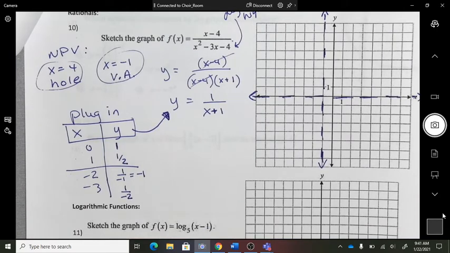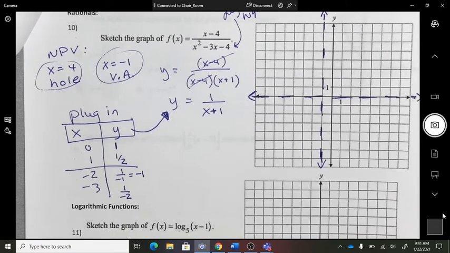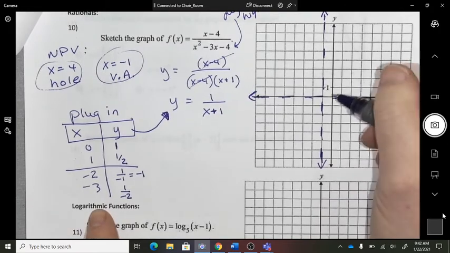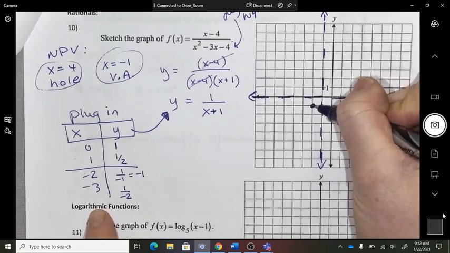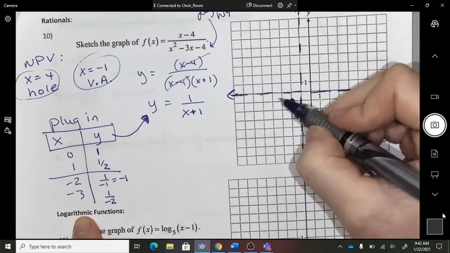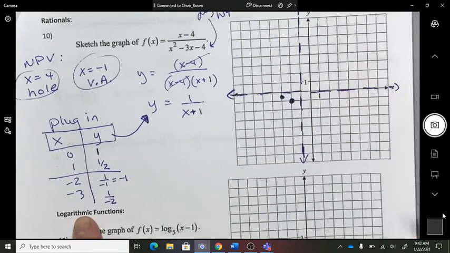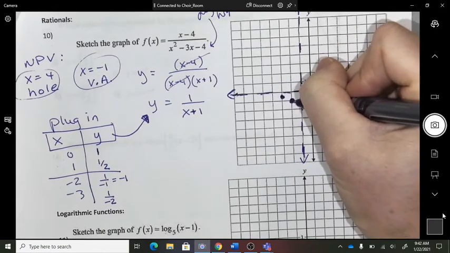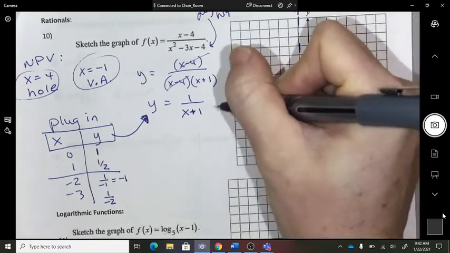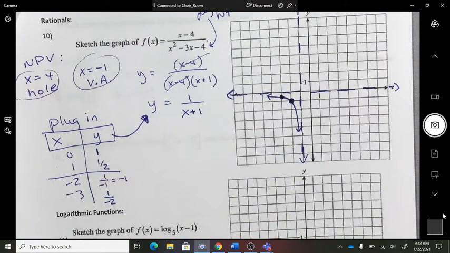Okay, so can you see the shapes? Let's figure this out. So I'm going to do the negatives. So -2, -1. -3, -1/2. And do you remember your shapes just form around your asymptotes? So you're going to be going flat and left, and you're shooting down.